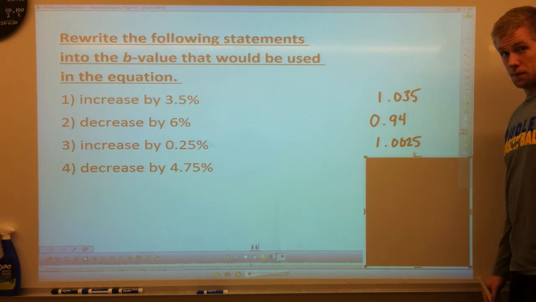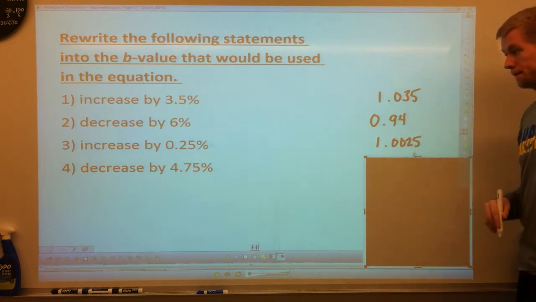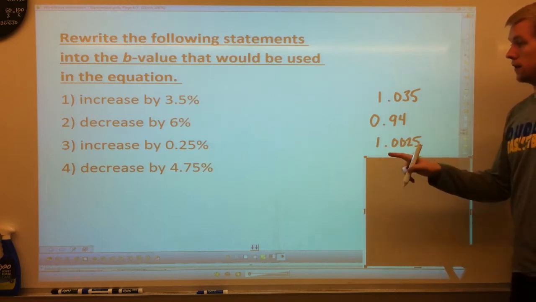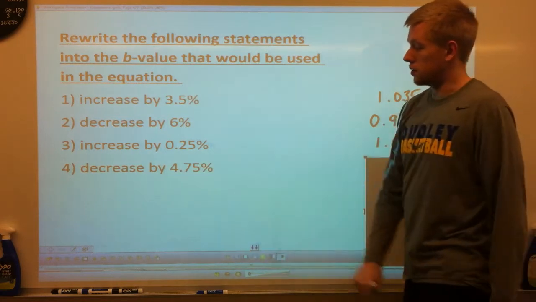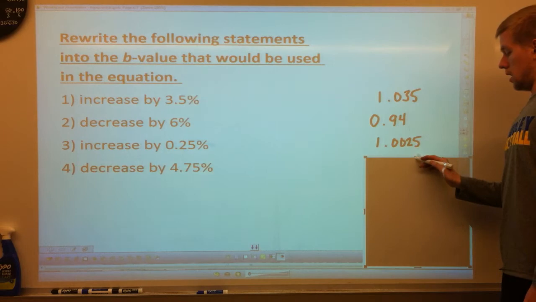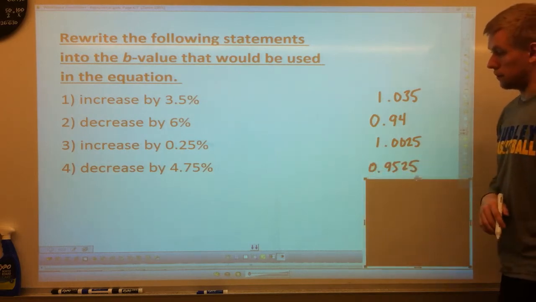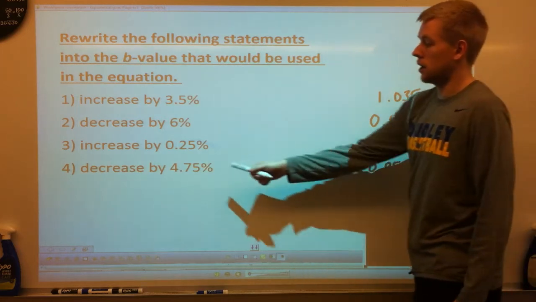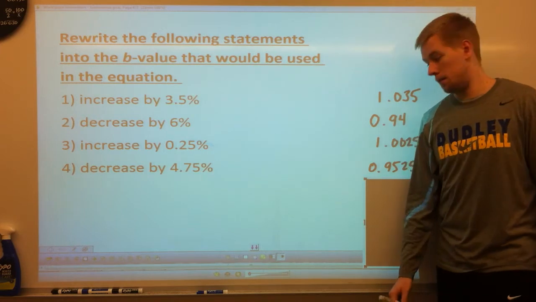When we add 1 to it, we get 1.0025. Okay, that's increasing it. So if it's increased, you should always have a 1 out in front. For the decrease, change the percent to decimal, move it over 2 times, and then we should get 0.9525. Okay, we get that because we're subtracting this, after we change it to a decimal, from 1.